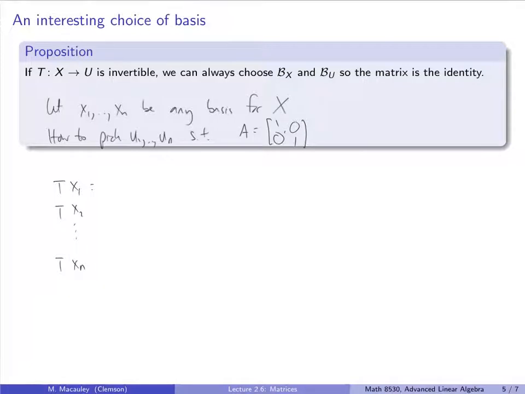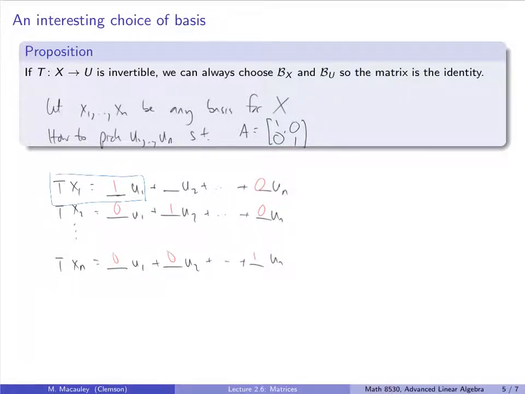So in other words, what we need is, I'm going to write blank U1 plus blank U2 plus all the way up to blank Un, and then blank, I'm going to keep doing that. And then finally, TXn is some linear combination of these Uis as well. So what we need is ones along here, and we need zeros everywhere else. And if you look at that, look at what U1 is. U1 is literally equal to TX1. U2 is equal to TX2, etc. So we can let Ui be equal to TXi.